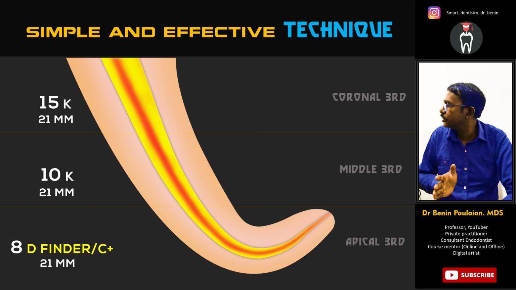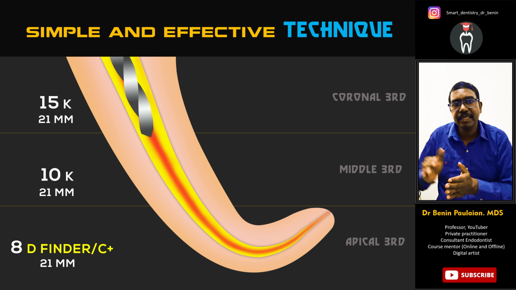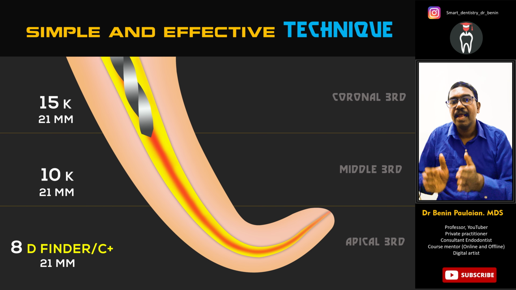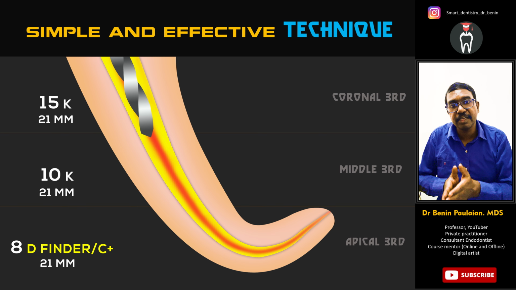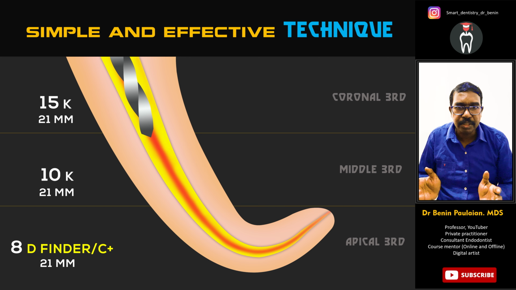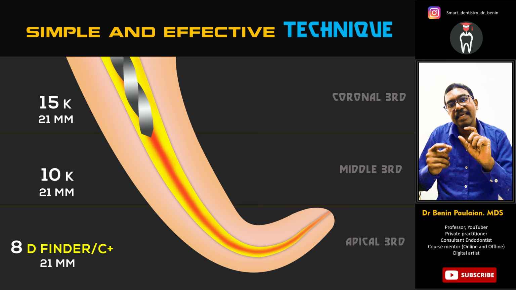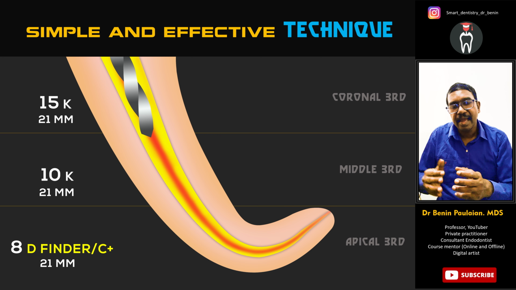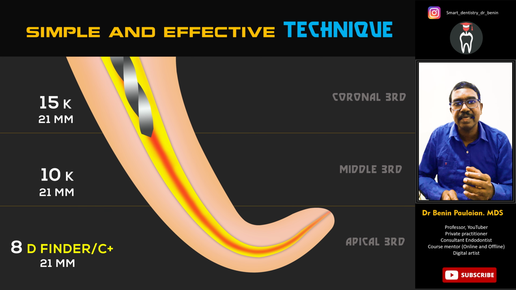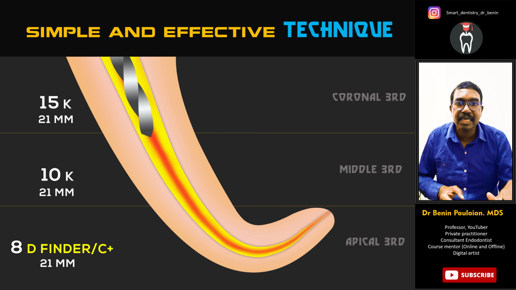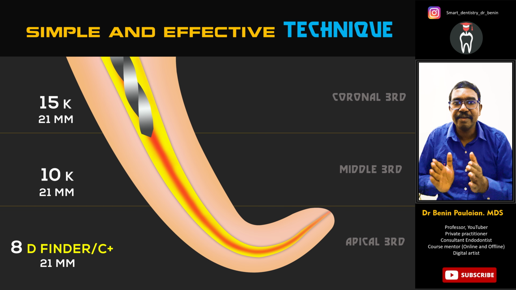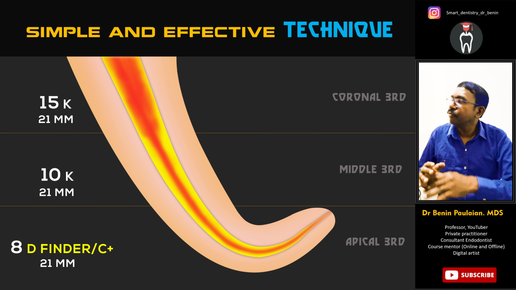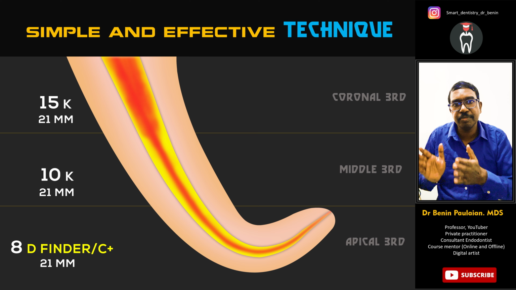So what we are going to do is, in the coronal part, we take a 15 size file and go to the coronal 1/3. Even if you could push the file beyond that, do not do that. Why? Because the calcification may get loosened and it may travel close towards the apical part and it can cause canal blockage. So we should not do that. So the coronal 1/3, we have to use a 15 size K file, and now we could remove most of the calcifications from the coronal part.